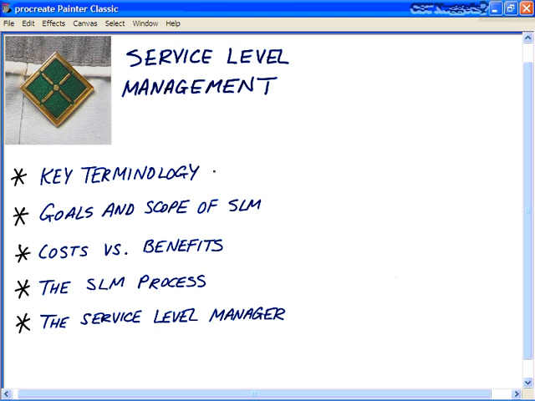In the service level management nugget of the ITIL Nugget series, we attacked 5 key concepts. First of all, we explored the different key terminology of service level management and service level agreements. You have to know that terminology for your ITIL fundamentals exam. We also looked at the goals and the scope of service level management. We explored the cost versus the benefits. We looked at the 6-part SLM process: identifying, defining, finalizing, monitoring, reporting, and reviewing. And we then explored the role of the service level manager and his or her part of the SLM team or working group.